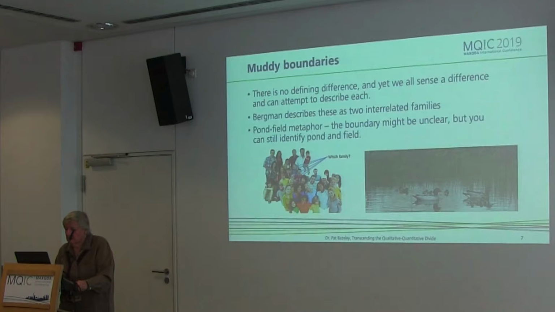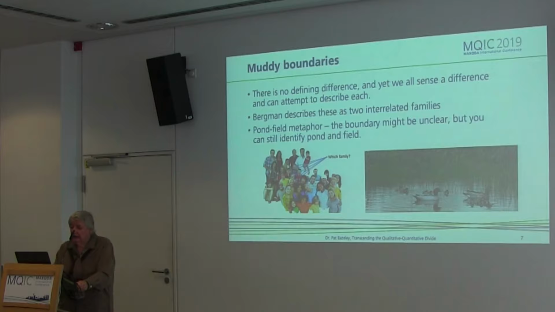The boundaries, then, are muddy. There are no defining differences. In fact, we can say that a qualitative study might be, let's say, inductive, and a quantitative study tends to be deductive. But a qualitative study can also be deductive, and vice versa. And more often than not, they're somewhere in between, where you're mentally shifting between coming up with new ideas, testing those ideas, and so on. So, more in an adjunctive mode, perhaps. So, the boundaries are muddy.